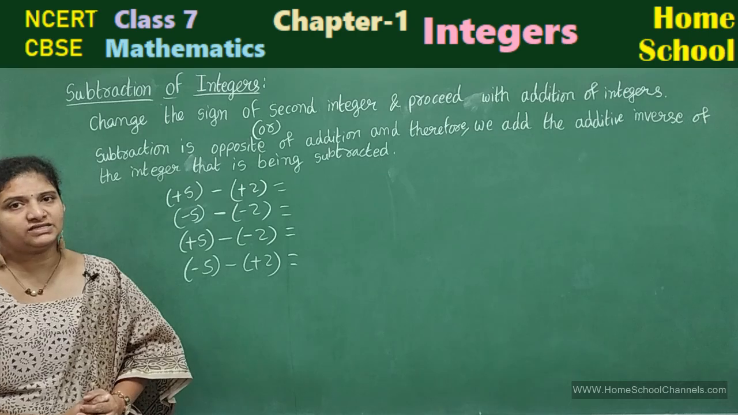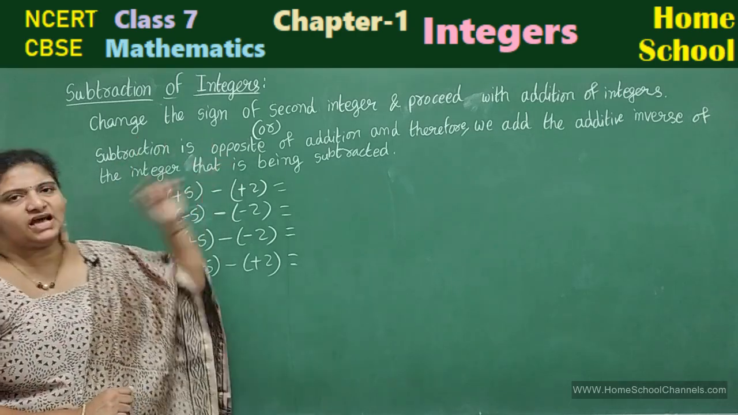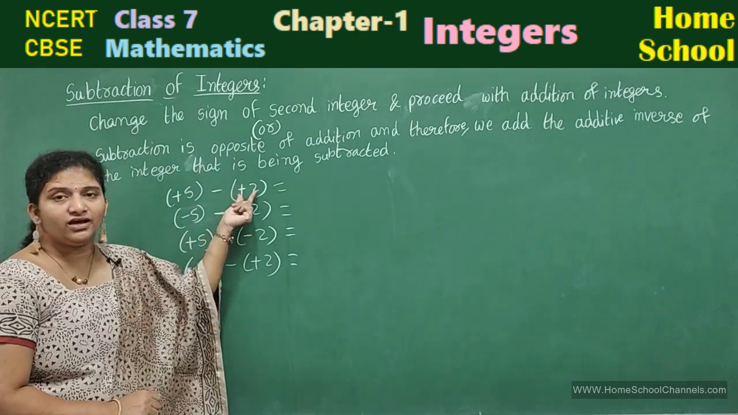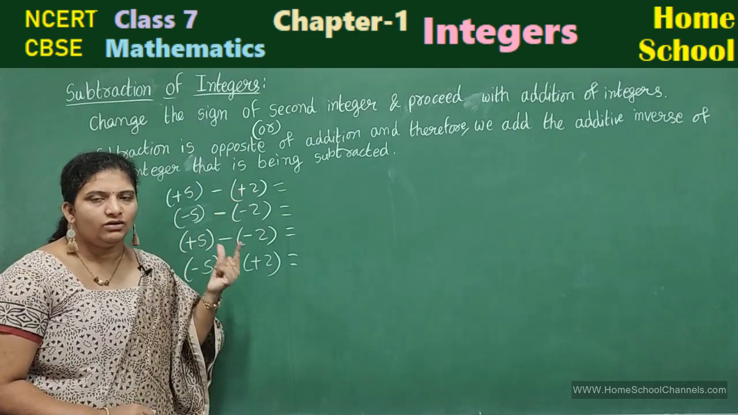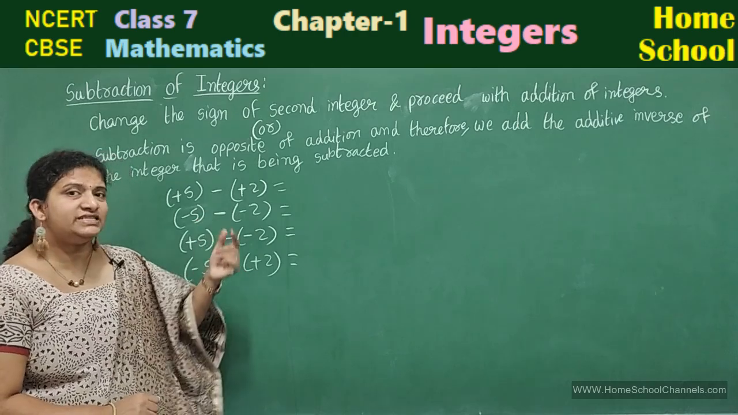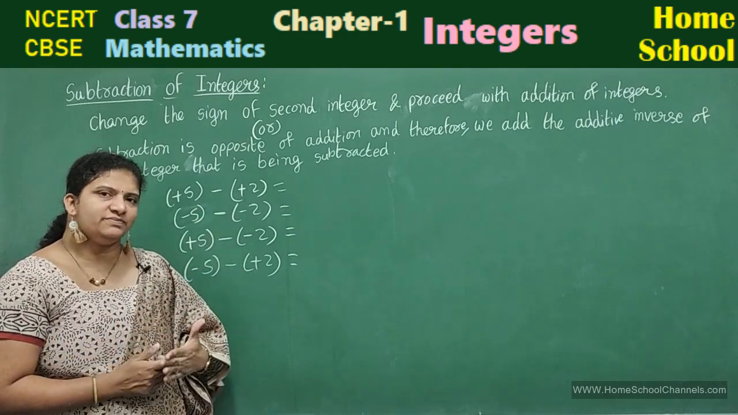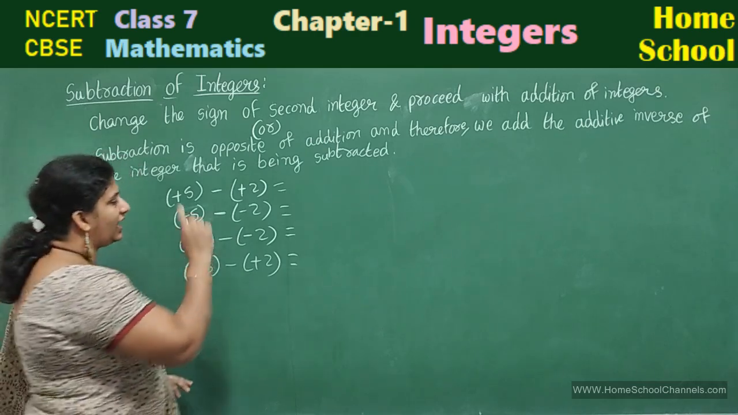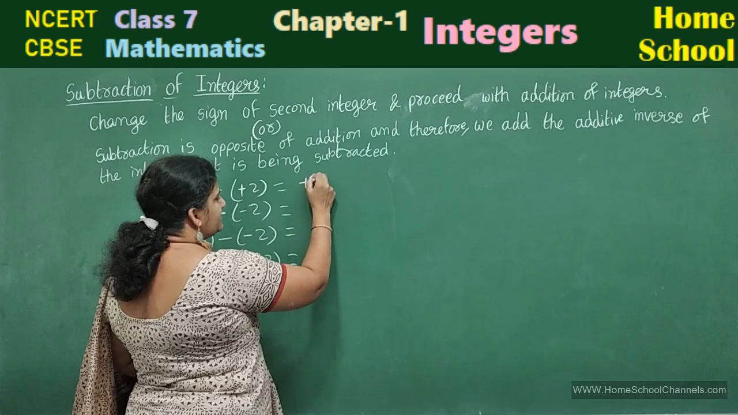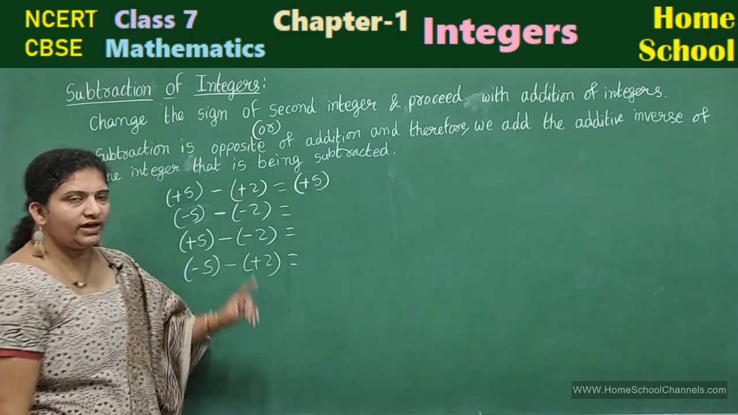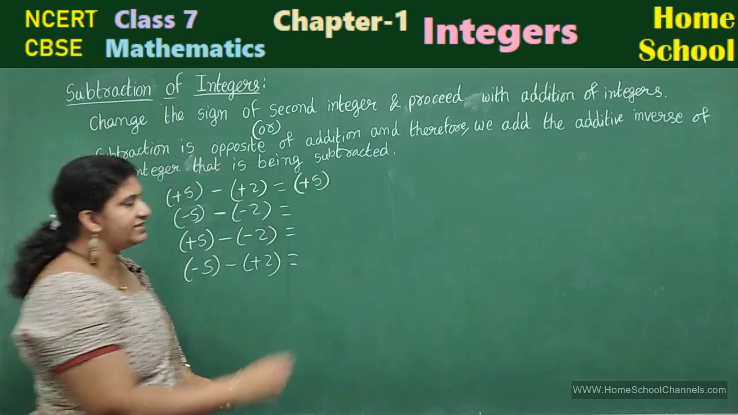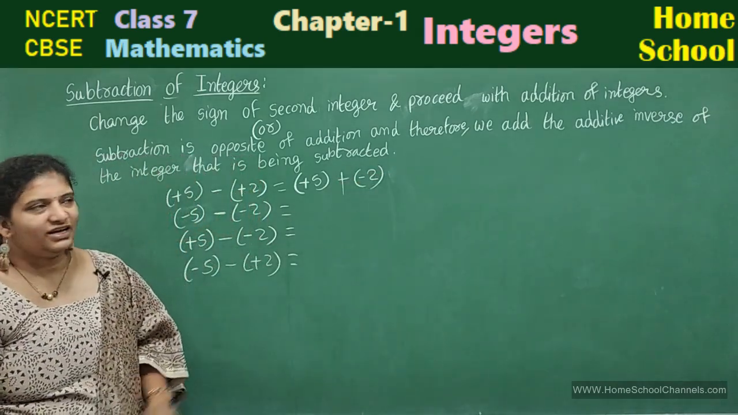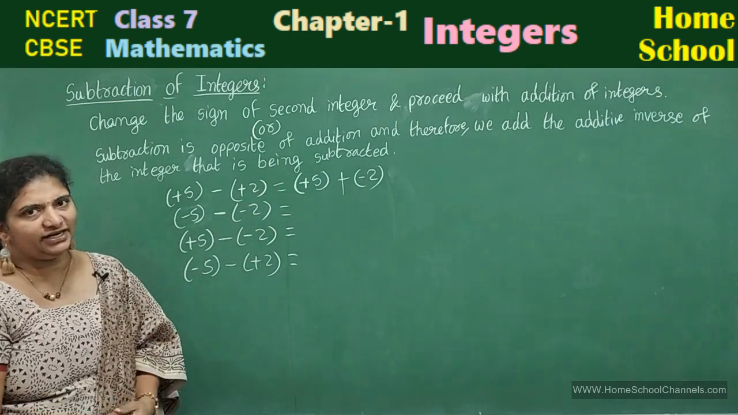Then how to proceed this one? According to this, change the sign of second integer. See here, this is your second integer. What do you have here? Plus 2 there. What is that? Plus 2. Change the sign of second integer. Change means inverse. If you have plus, you should write minus. Okay, in that way I'll proceed. First one as it is, plus 5. Okay, first change the sign of second integer. I write it as minus 2. And add. Okay, and proceed with addition of integers.